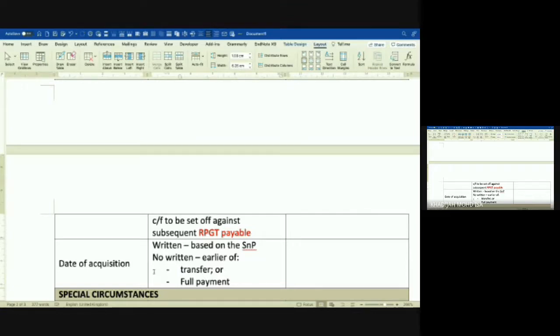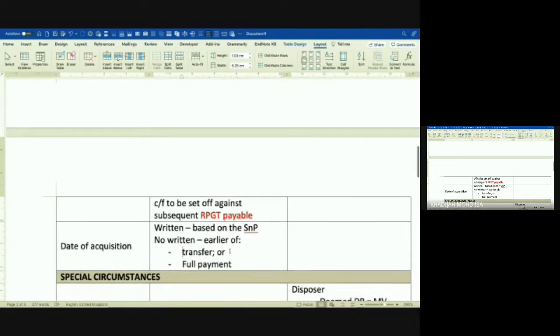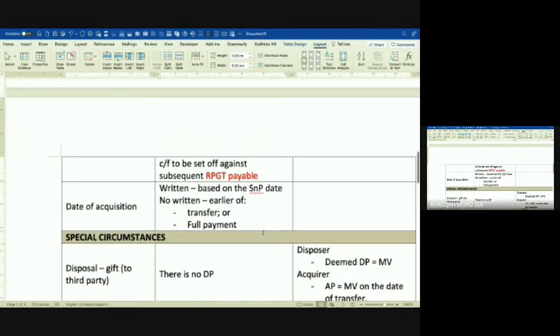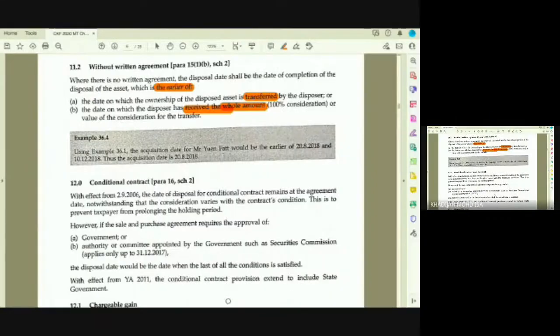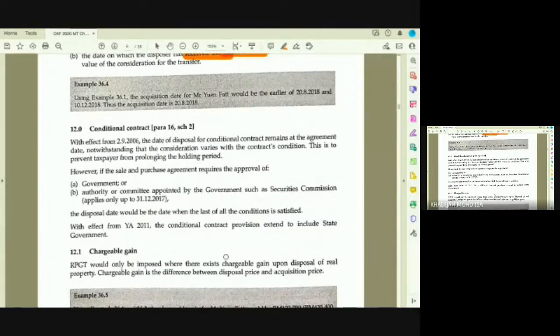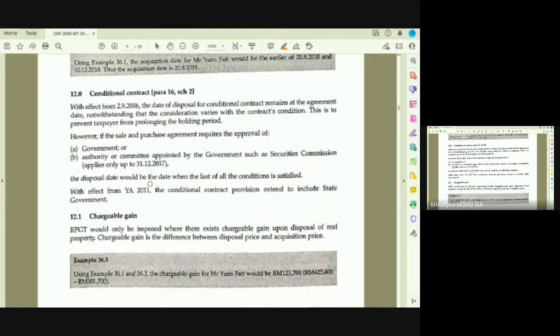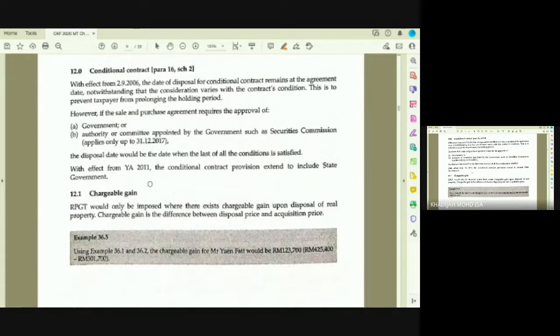Okay. Right. If it's written, you must base on the SMP date. If not written, then the earlier of your transfer or your full payment. Okay, all right. And you also had a conditional contract where we look at what the contract says. Then you have to fulfill the conditions. Once the condition is fulfilled, that will be the date of transfer.